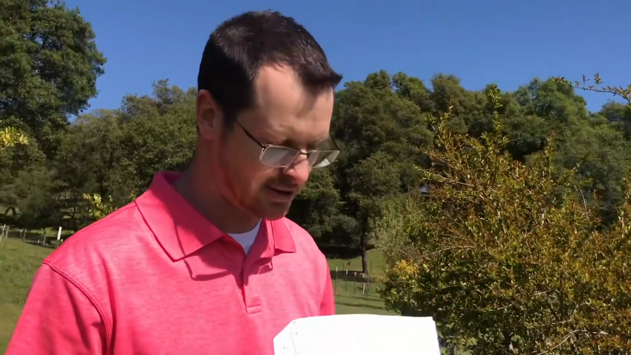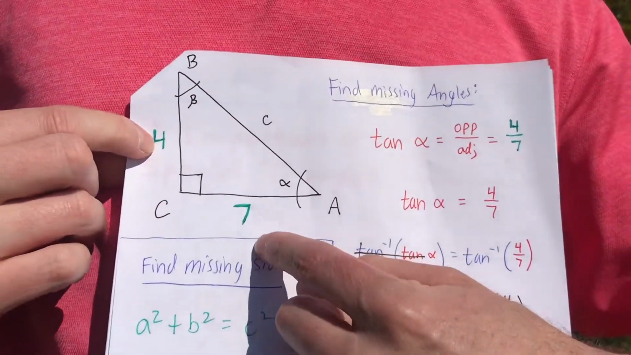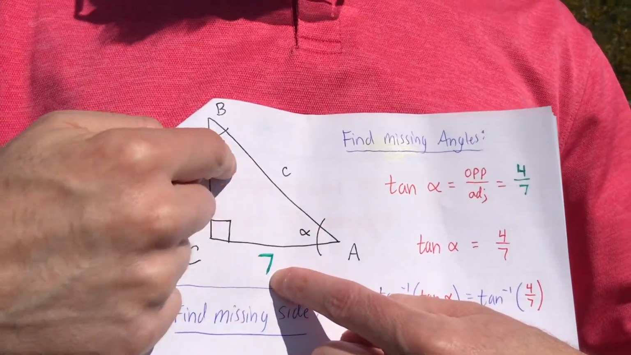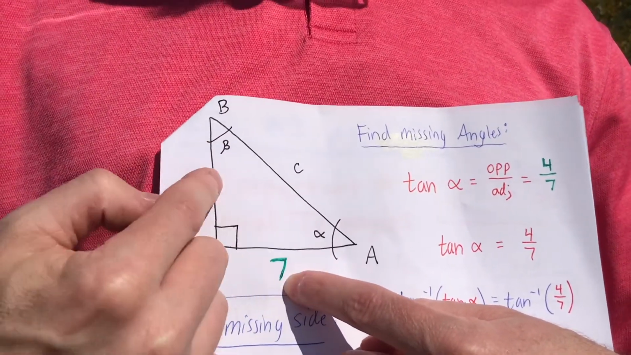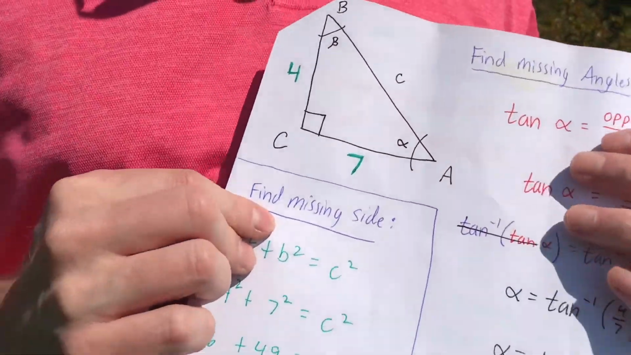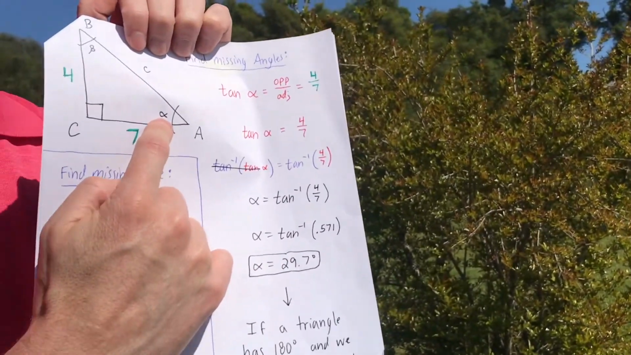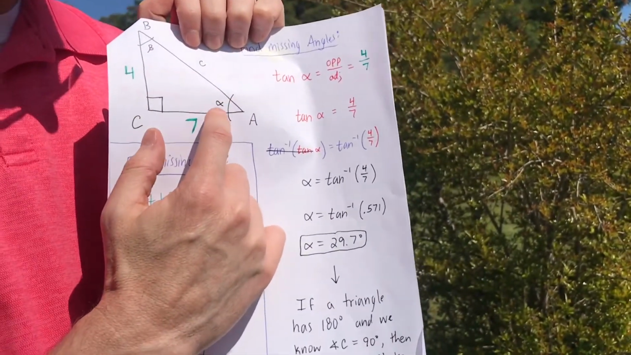I'll just do some math for you right now instead of dealing with that. So if we took that same exact triangle that they gave me the 4 and the 7, I have to find the 2 missing angles, alpha and beta, and then I have to find the missing side, my letter C. Let's just deal with the missing angle alpha.